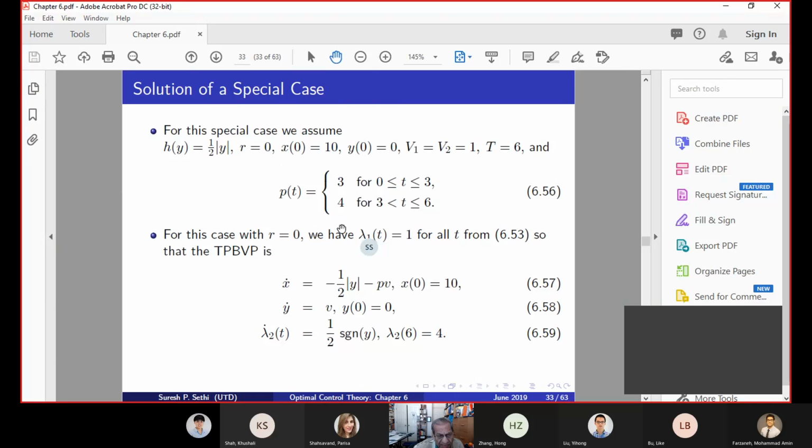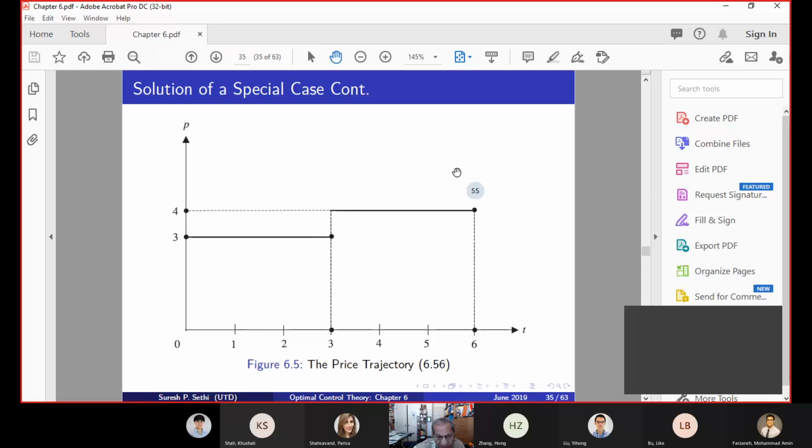Let's take a quick example here. HY is the absolute value of Y, which means I pay the commission either way, so inventory is symmetric. When inventory is positive, I pay holding cost. When it's negative, I pay backlog cost. R equals 0 to simplify the problem, x0 equals 10, y0 equals 0, v1, v2 equal 1, T equals 6. And I have a price forecast, which is like this. Up to 3 it is 3, and after that it is 6. The price forecast is 3, and then at 3 it jumps to 4. Under these conditions, what should I do?